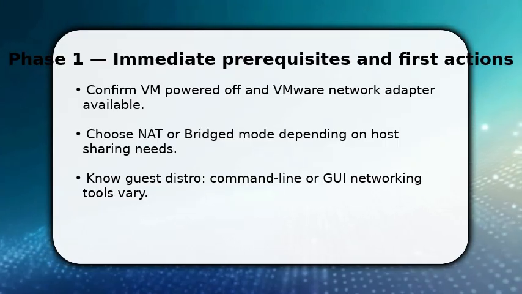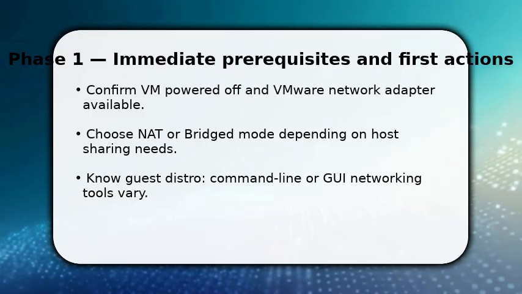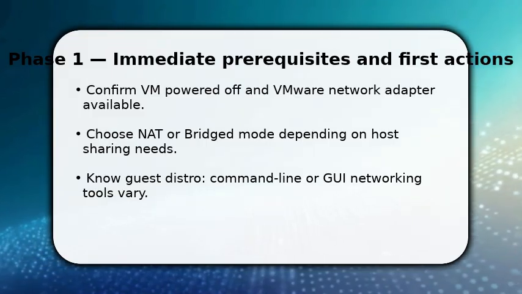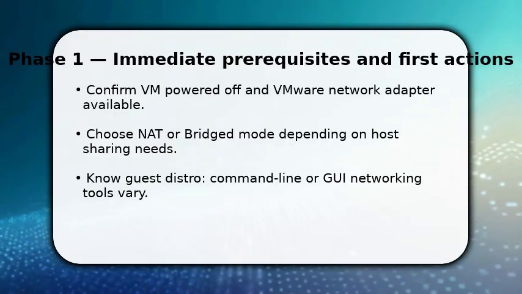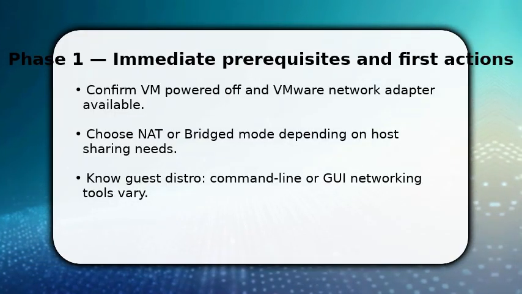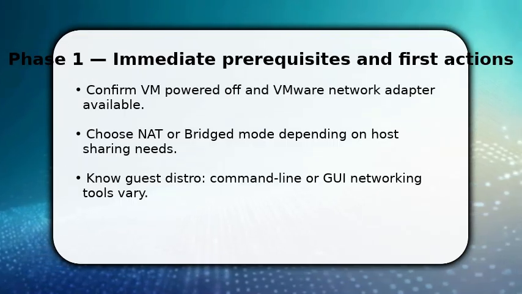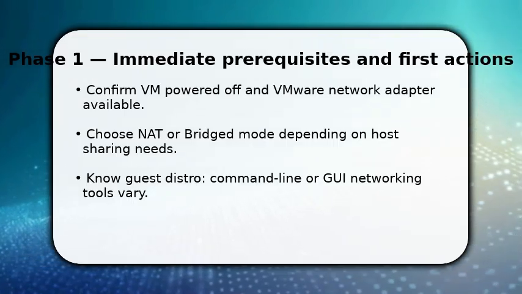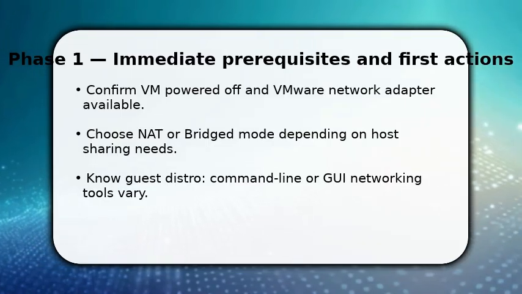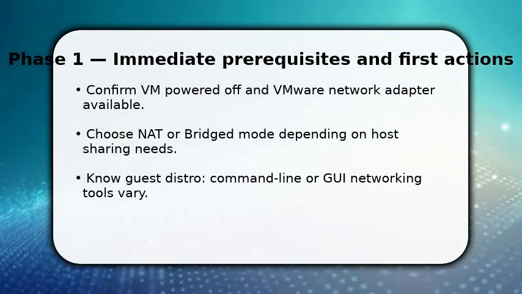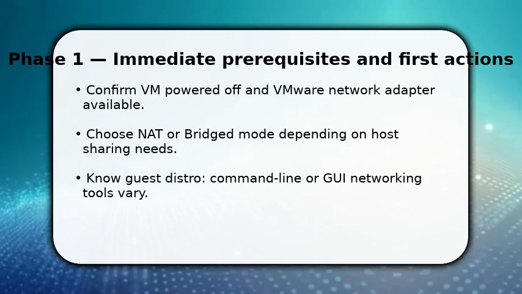You start by checking prerequisites. The VM is powered off, the VMware network adapter exists, and you know whether you need NAT or bridged networking. Open VMware settings now and select the virtual network adapter for this VM. NAT shares the host IP, while bridged puts the VM on the same LAN. Once done, make sure the adapter is connected at power on.